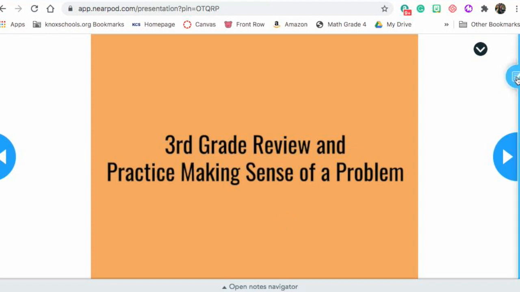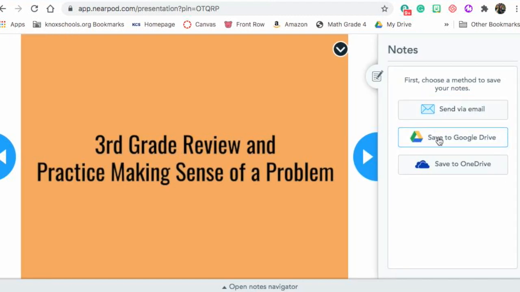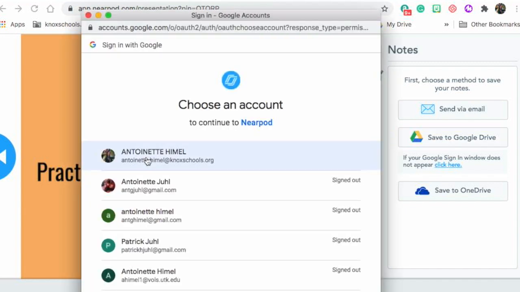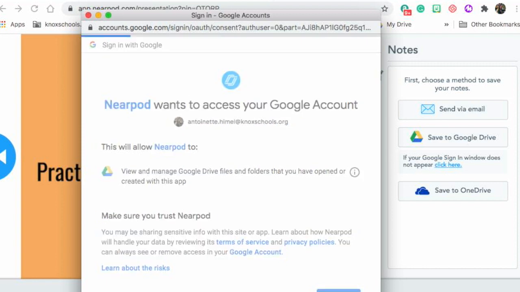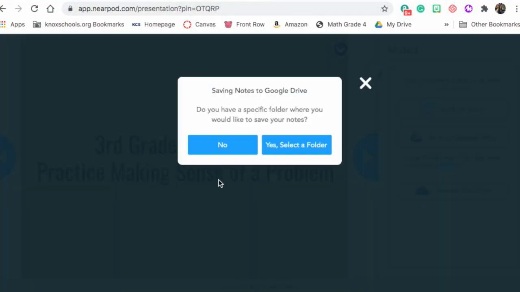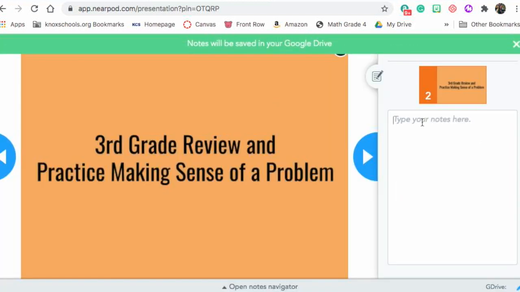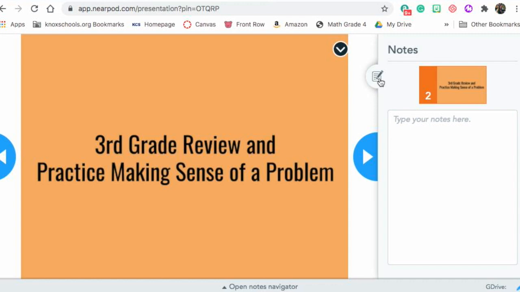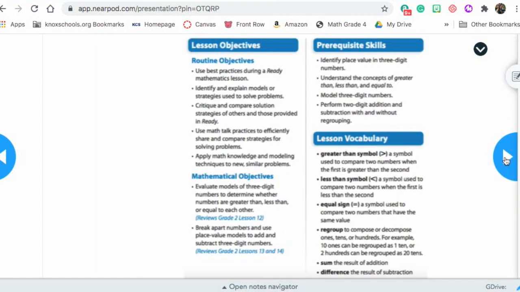I want to point out something over here on the side. You see what looks like a little piece of paper and a pencil. If you click that and you choose Save to Google Drive, again it'll ask you, make sure that it's your Google Drive. You'll say yes, you allow Nearpod to save to your Google Drive. No, you're not going to select a specific folder. Now, if you save any notes for any of these slides, which I will show you why you might want to save some notes in a minute, you can save them and access them on your drive.